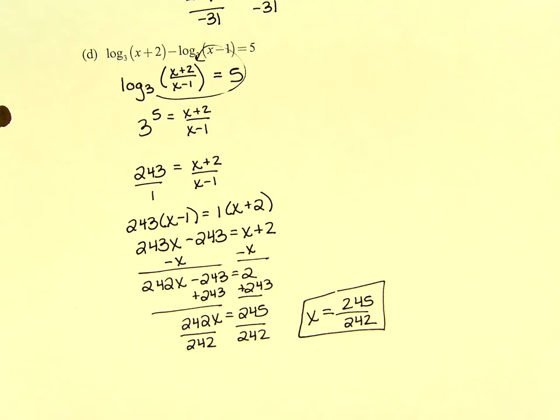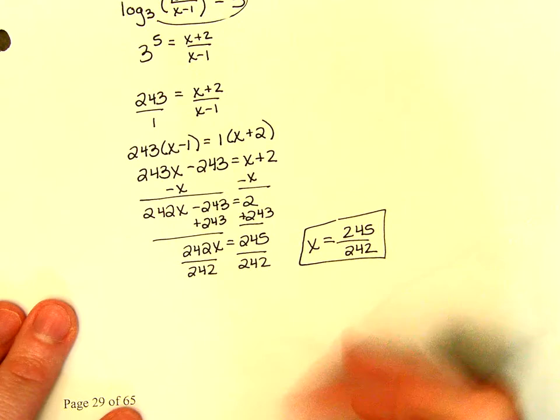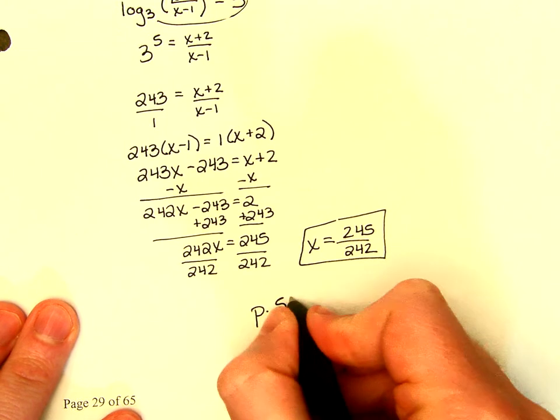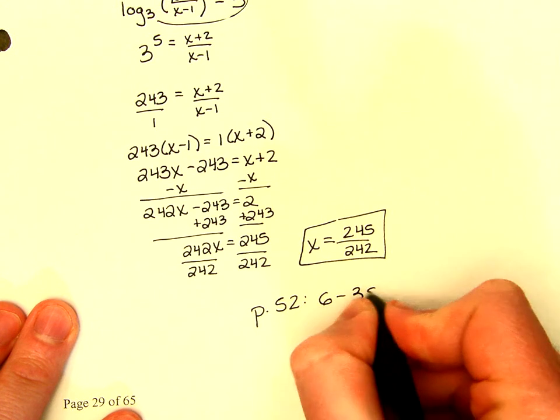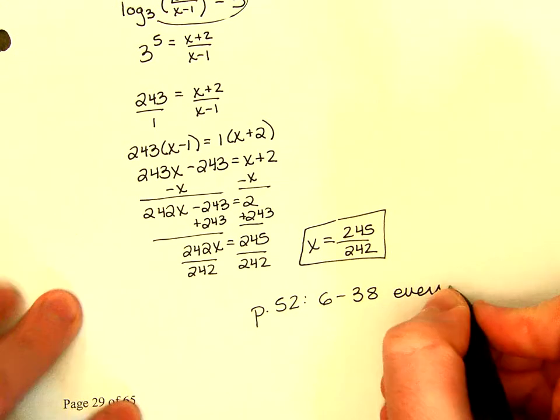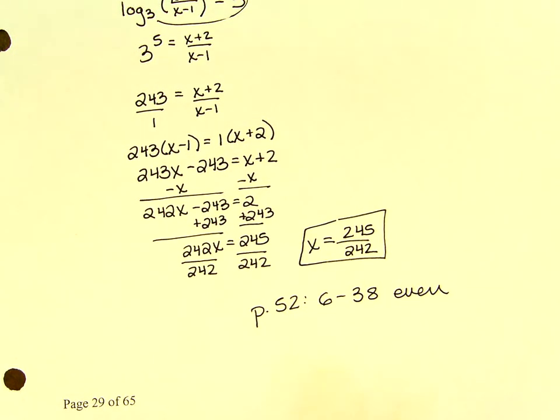And that's it for this section. The homework, let me find that and write that over here. The homework you're going to take a look at, page 52, 6 through 38, even. The beginning problems are more of what you did last time, just to get a little bit more practice with those exponential and logarithmic equations. And then the last few will involve problems like what we looked at today, where you have to use the properties and either get a quadratic equation or get a rational equation and have to solve those.